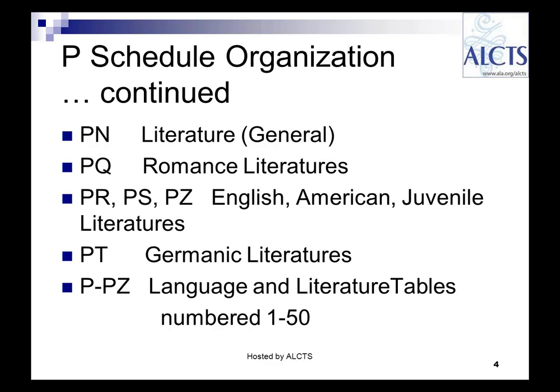Note that the language and literature tables numbered P through PZ 1 through 50, which have been revised and standardized to apply across all of the subclasses, are printed in a separate volume. I will refer to them as internal tables, although they may be in a separate volume, since they are specific to the P schedule. The schedules and tables, as well as LC policy and practice, have been revised over the years. Be aware that you may encounter obsolete patterns as you search the LC catalog.